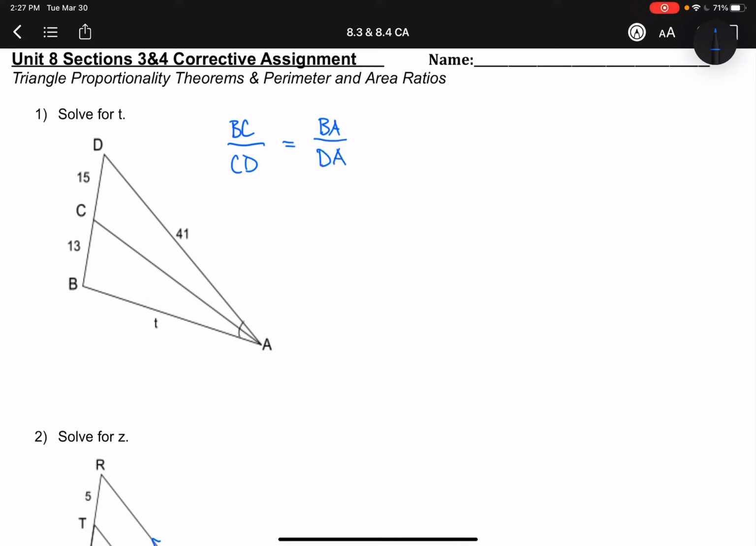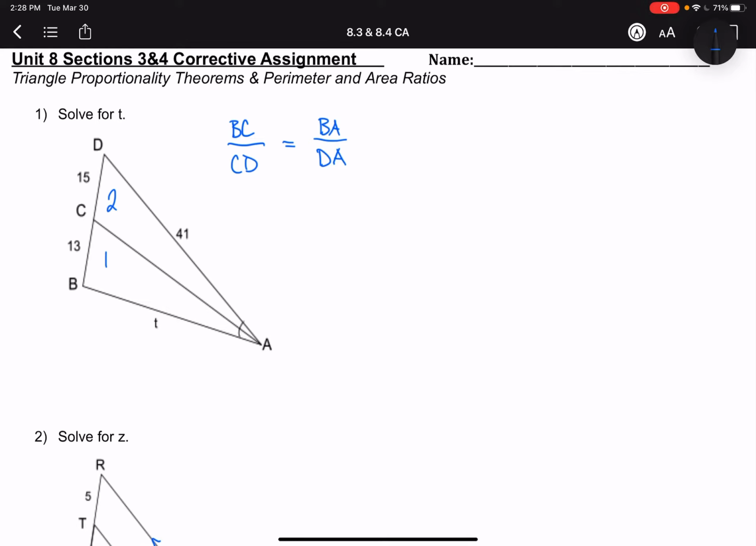DA. And it is set up this way because it's following the same pattern where we started with BC, which is in the first triangle. So we start with BA because that's in the first triangle. CD is from the second triangle, and that's on the bottom of my fraction. So DA, which is also on the second triangle, also has to be on the bottom of the fraction.